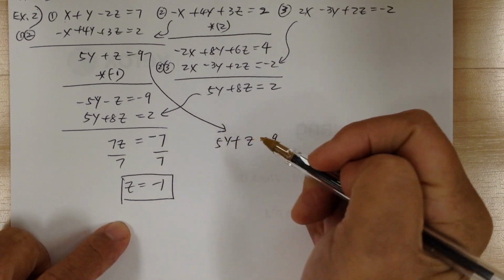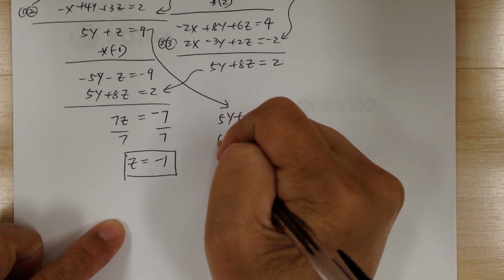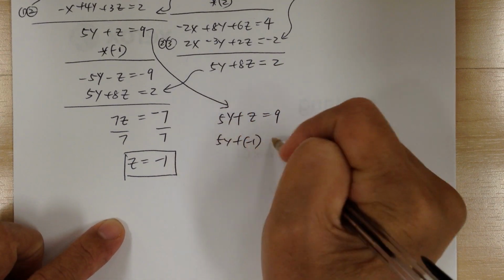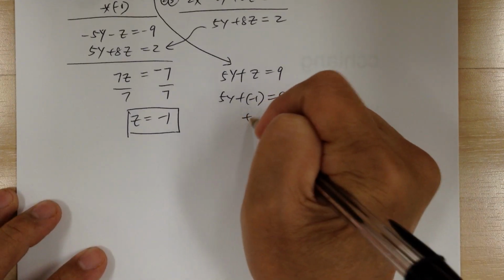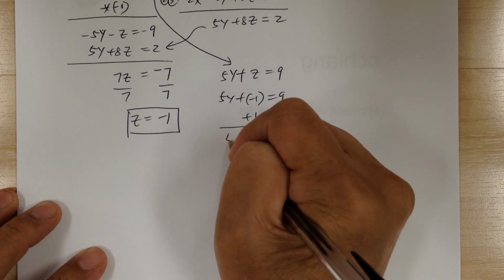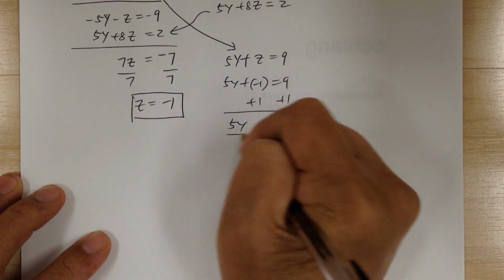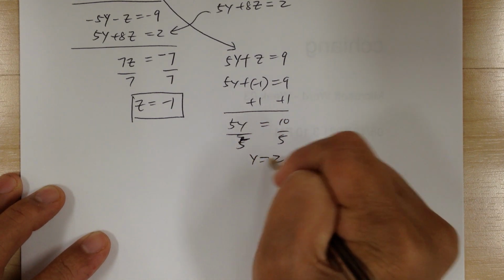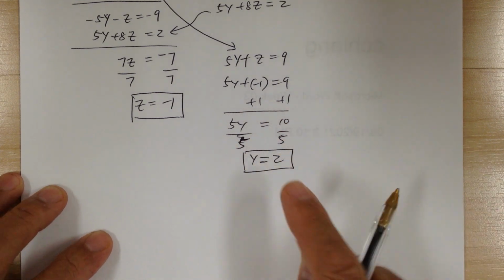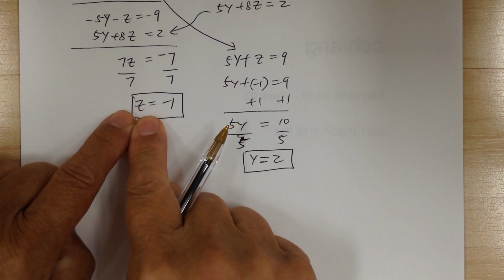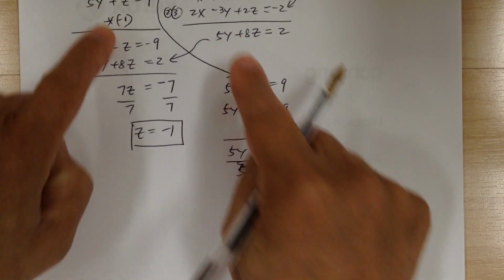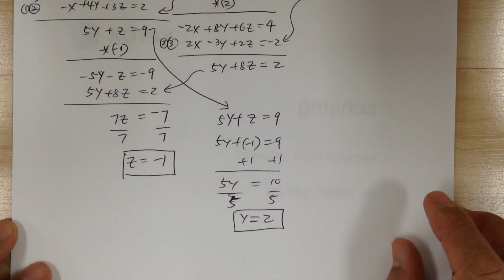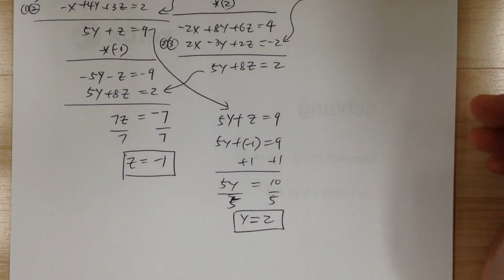So I'm going to substitute. So I got 5y plus negative 1 equal to 9. So plus 1 on both sides. So I got 5y equal to 10, divided by 5, divided by 5. So I got y equal to 2. Okay, so again, start with one variable. I go back to 2 variables. Now I can go back to 3 variables. And again, you can choose the easiest equation.